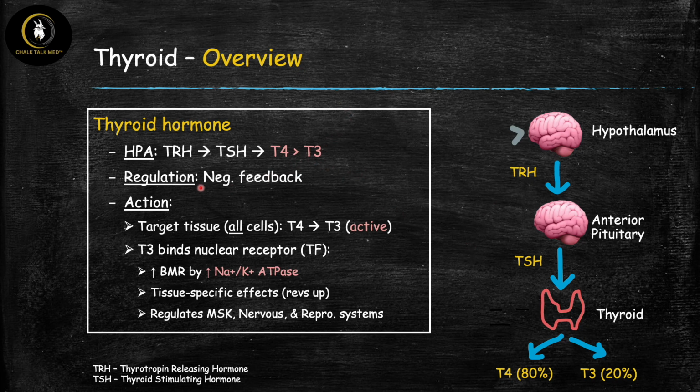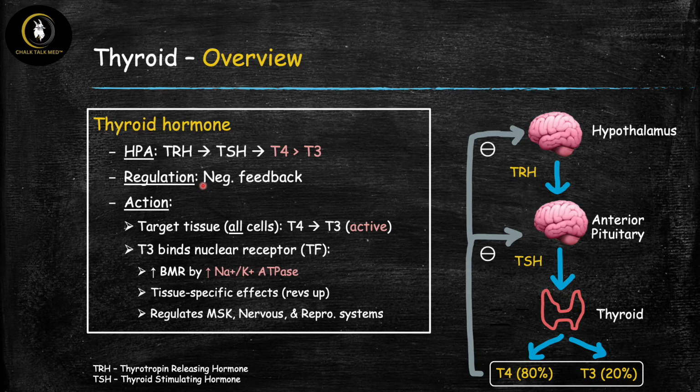Now, this is a very tightly regulated process through negative feedback. What that means is that T4 and T3 are going to negatively feedback and inhibit the release of TSH from the anterior pituitary and TRH from the hypothalamus. So this is how we're going to keep our levels of T4 and T3 in check and prevent them from spiking too high. And if they're too low, then we're going to lose this negative feedback, and so you're going to have more of this upstream activity, and it's going to bring up the levels so that we can maintain them within normal range.